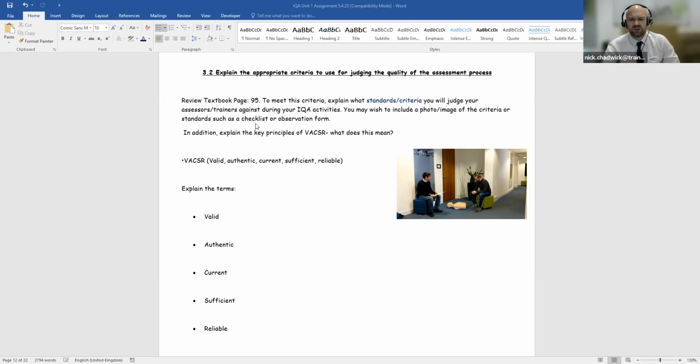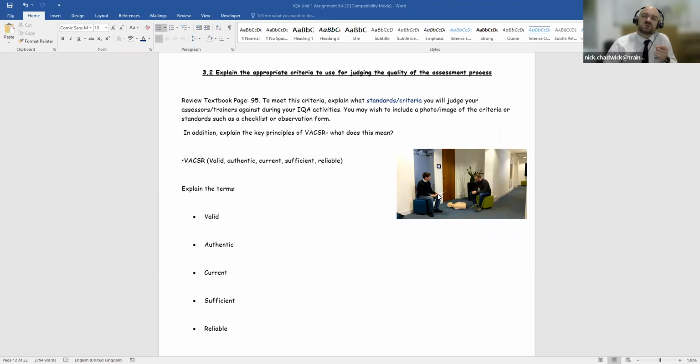You can include a photo or a screenshot of the criteria or standards that you will use to make a judgment. This could be a checklist or even an observation form. So for example, in this picture you can see one of our first aid managers, Billy, using a checklist. This is an observation report by the FAIB, which is the first aid industry body. Here at TrainAid, we deliver first aid courses. Tom is our first aid trainer. He has just performed CPR. Billy is using an observation form and the latest standards from the FAIB in order to make a judgment on Tom's CPR performance.